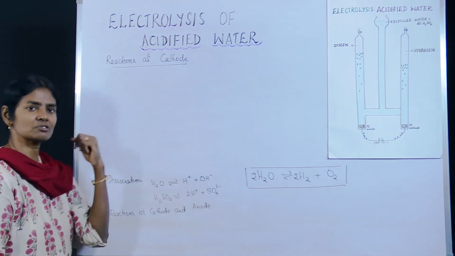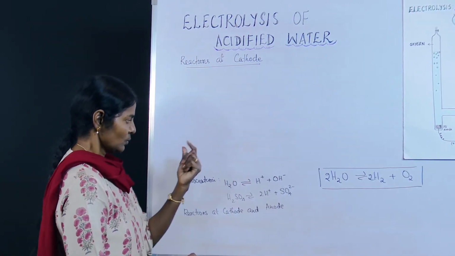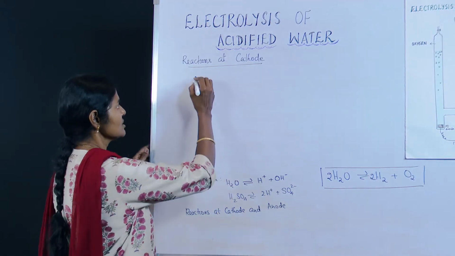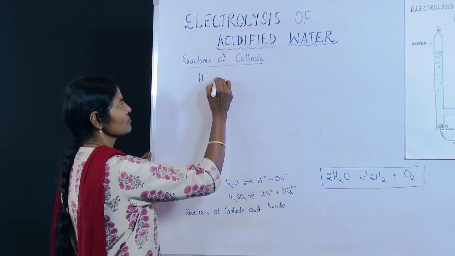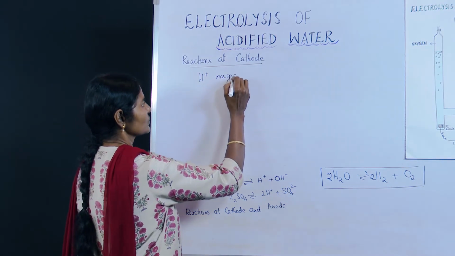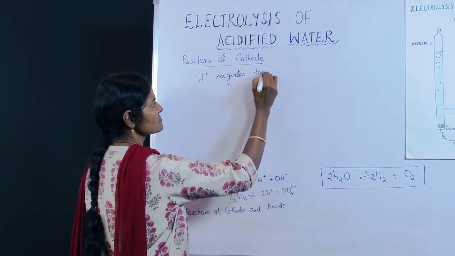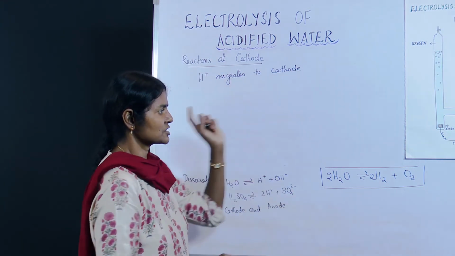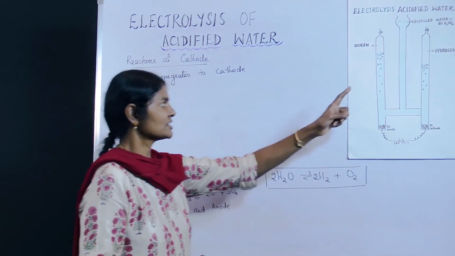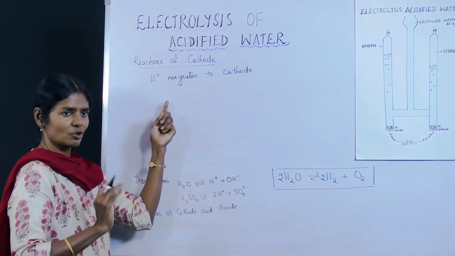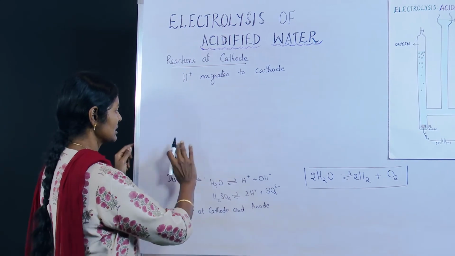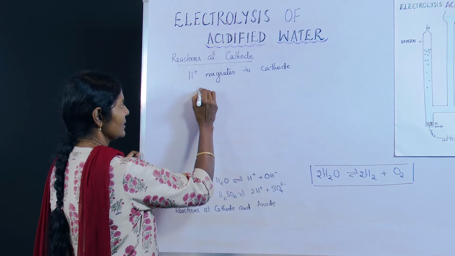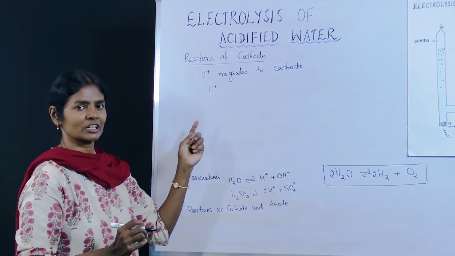Alright, now coming to the reactions at cathode. What are the cations that are there? Only hydrogen is there. Okay, so hydrogen migrates to cathode. Why does it migrate to cathode? Because cathode is negatively charged and hydrogen is positive. So opposite charges go towards each other. Alright, so hydrogen migrates to cathode and there it has to become a neutral atom.